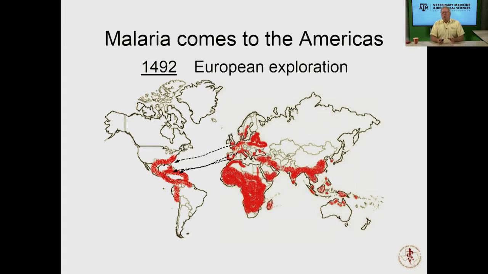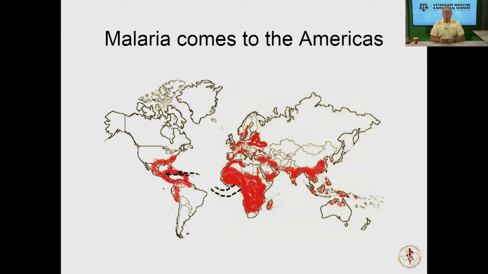And then also we know there was the slave trade that happened right in the 1500s and 1600s. And that slave trade came from West Africa. And you can see that's all in red. There's malaria there. And so there was another way for malaria to get into the Americas, and that was with the slave trade. So malaria came in from Europe and came in from Africa. And it wasn't in the Americas prior to the European exploration, prior to 1492.